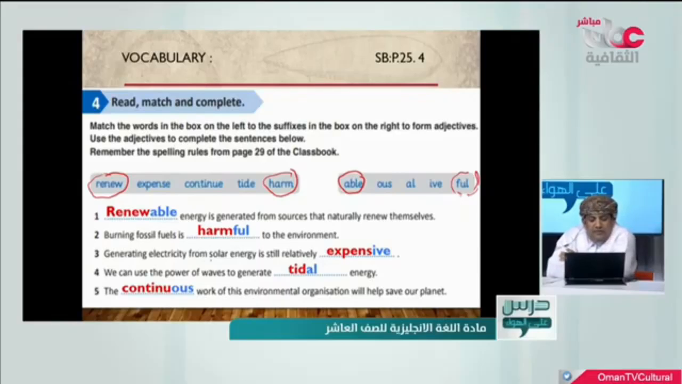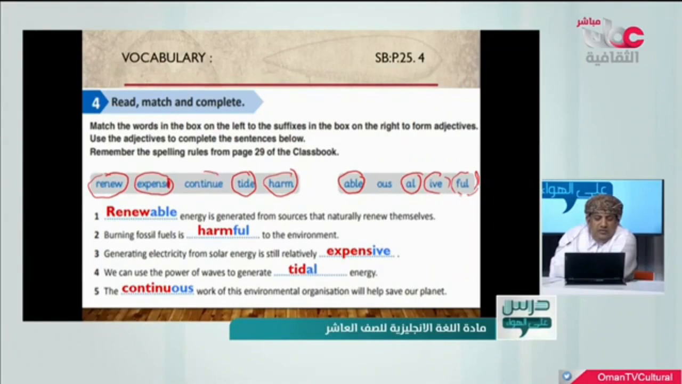Generating electricity from solar energy is still relatively expensive. As you know, here, expense, we remove the letter e and we add -ive. So we wrote expensive, expensive. Okay, we can use the power of waves to generate tidal energy. We use the word tide here, and we use -al from the second part, tidal. Very good.